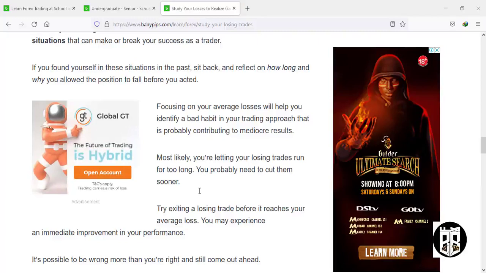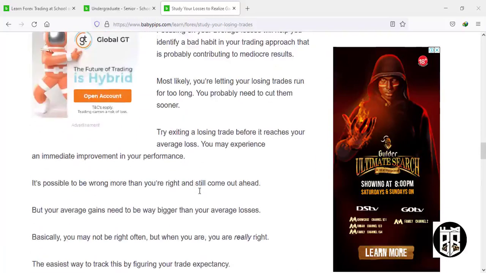So focusing on your average losses will help you identify a bad habit in your trading approach that is probably contributing to mediocre results. Most likely, you are letting your losing trades run for too long. You probably need to cut your losses sooner, like closing the trade as soon as possible once you know that you are in a losing trade. Try exiting a losing trade position before it reaches your average loss. You may experience an immediate improvement in your performance.